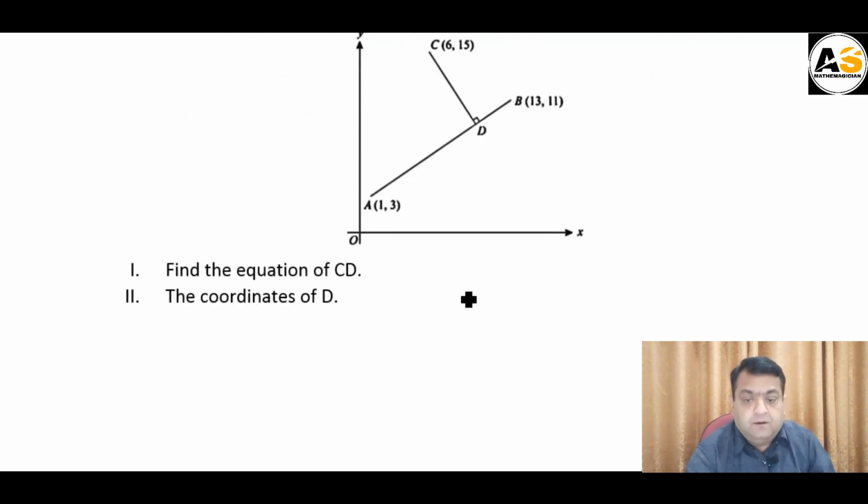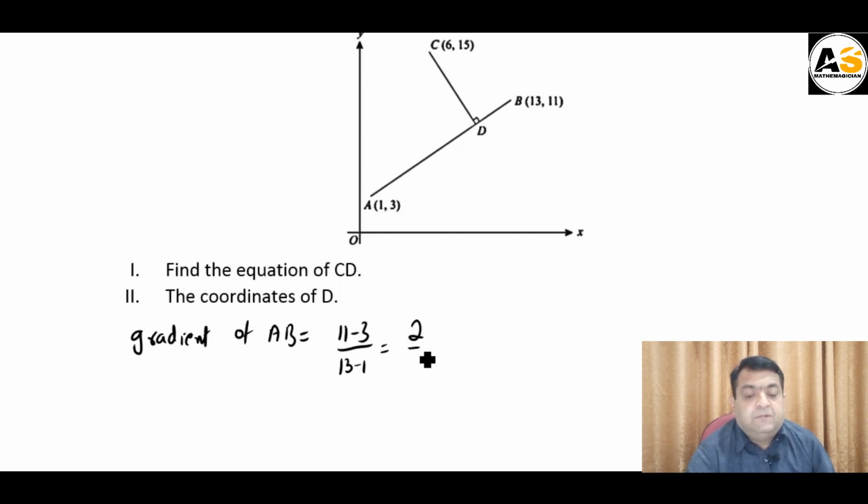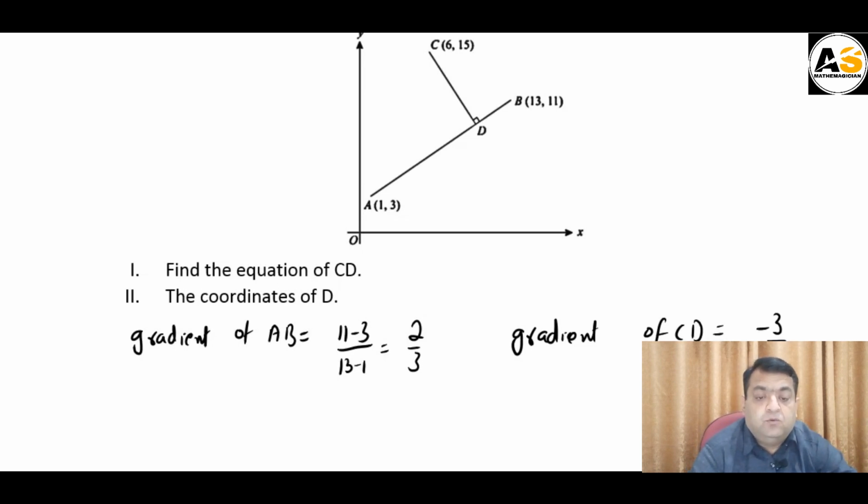Equation of CD. What is the gradient of AB? This is equal to y2 minus y1 over x2 minus x1, which is 11 minus 3 over 13 minus 1, 8 over 12, which will be 2 by 3. So what will be the gradient of CD? The gradient of CD will be the negative reciprocal of this, because CD is perpendicular to AB.